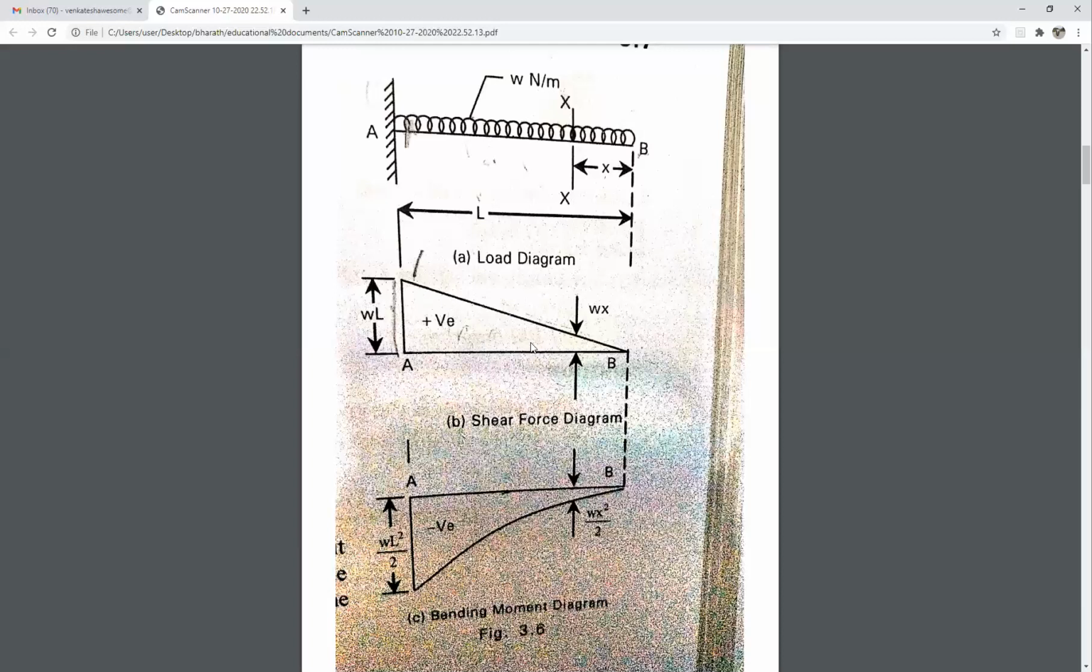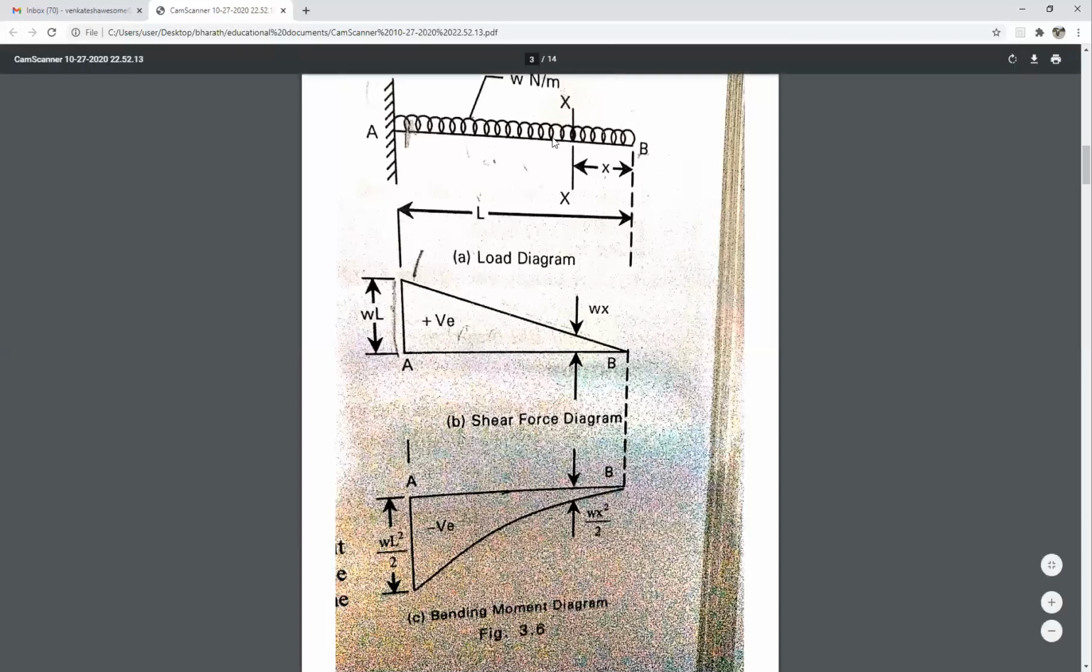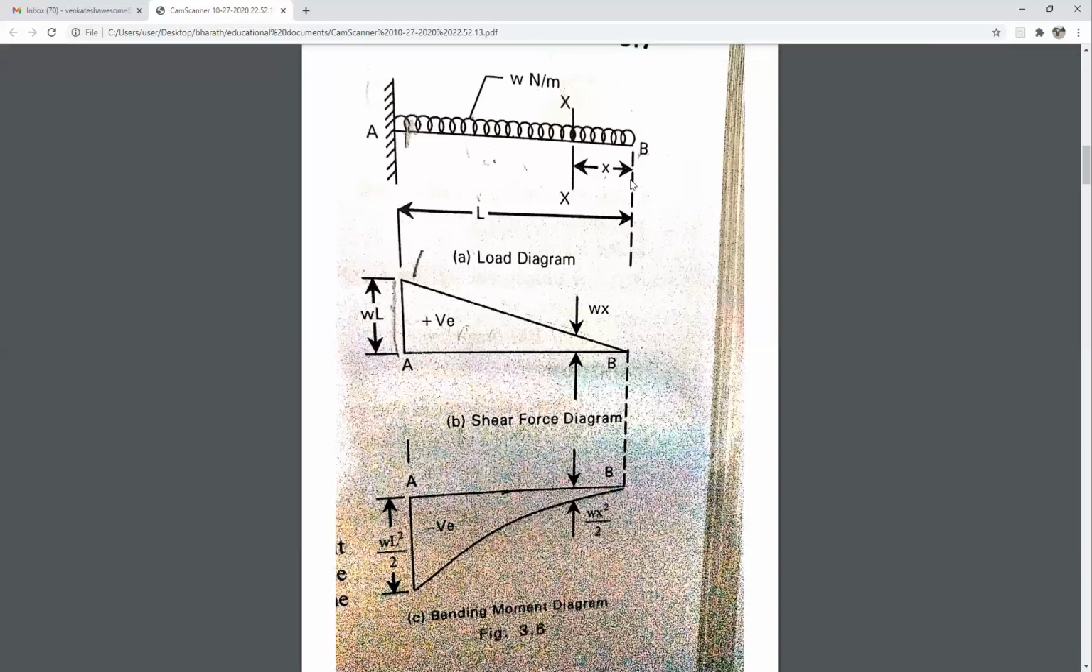Okay, this could be positive. Why? Because when we consider a section here, all upward forces will be positive. That's the reason this is positive. If you can see, all down, this is the UDL, which tends to rotate the beam in a clockwise movement. Okay, so all clockwise movements will be negative. So the value could be this.